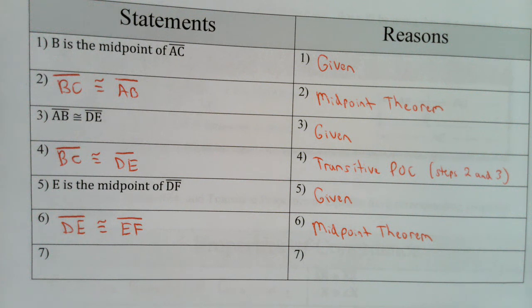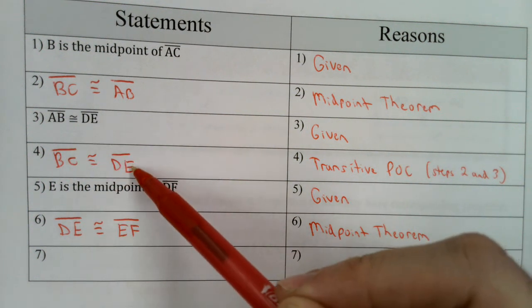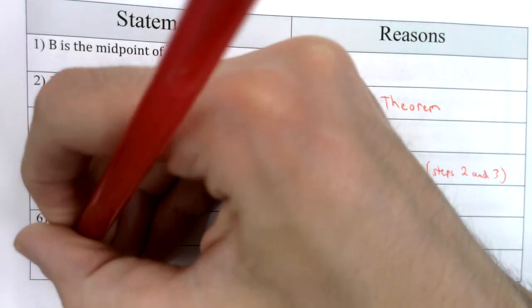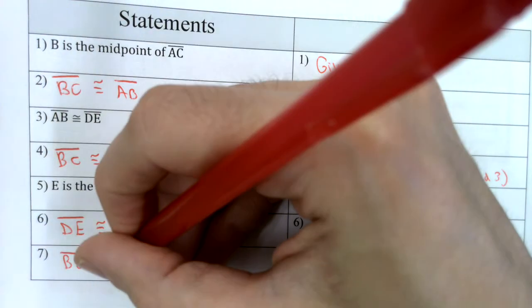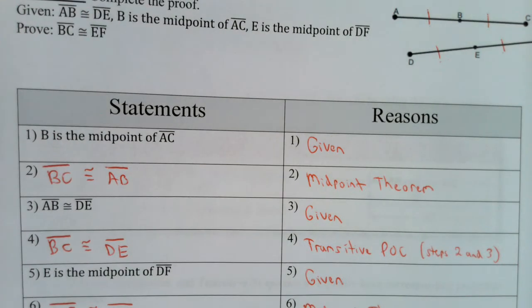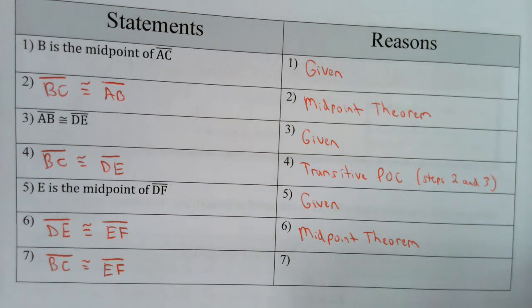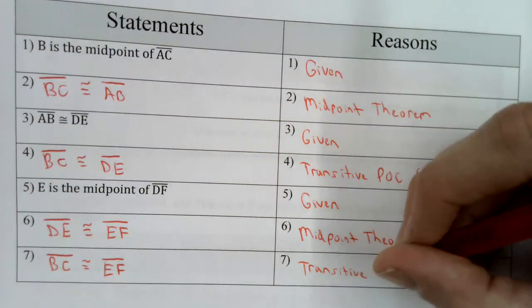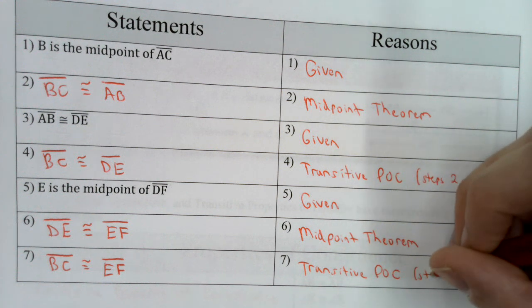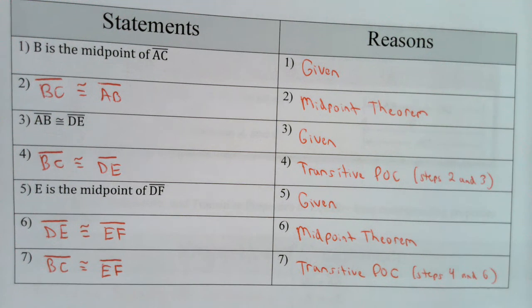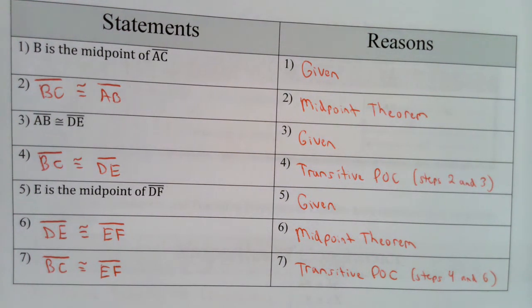And now if you look at steps 4 and 6, if segment BC is congruent to segment DE and segment DE is congruent to segment EF, I can say that segment BC is congruent to segment EF, which is what we were asked to prove above. And I'm using the transitive property of congruence. And since there's a lot of steps in this proof, I'm just going to specify that I use steps 4 and 6 for that, just so that it might be easier for someone reading the proof to see what I did. Steps 4 and 6 I use the transitive property with.